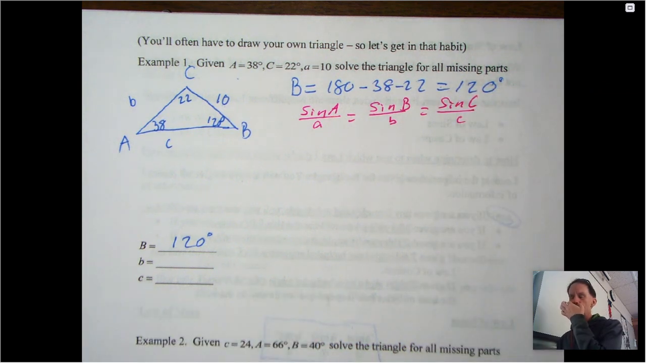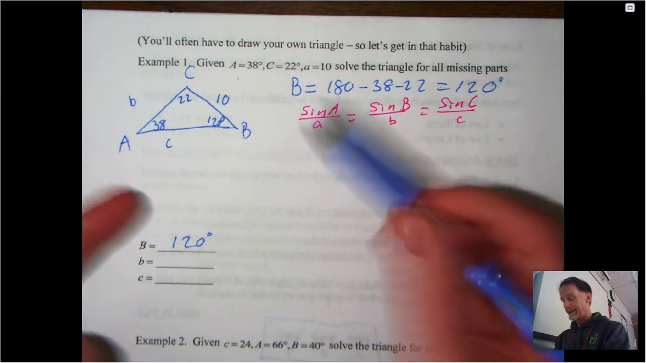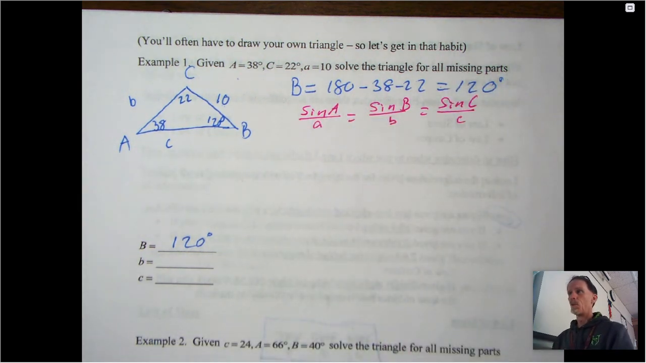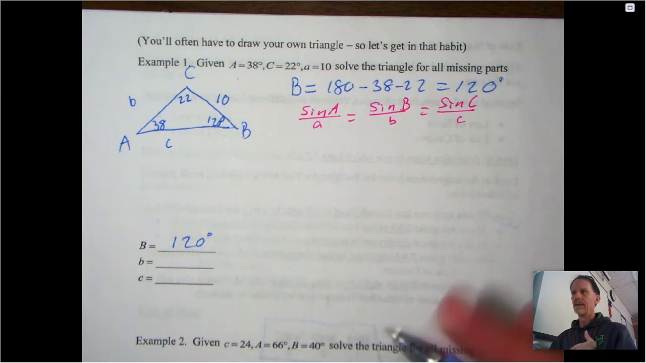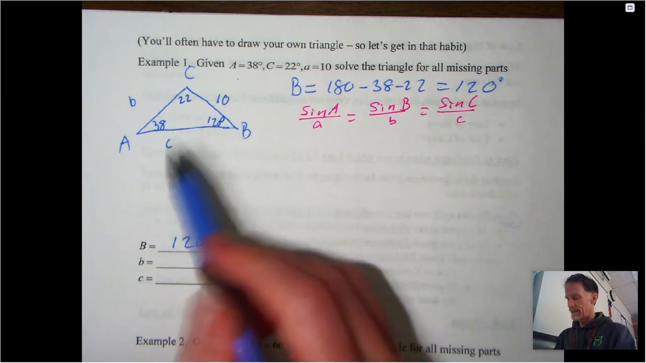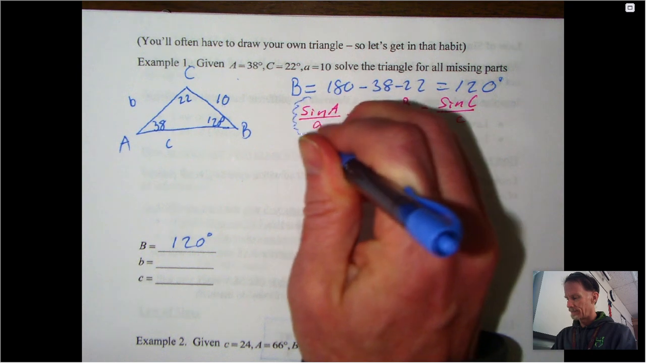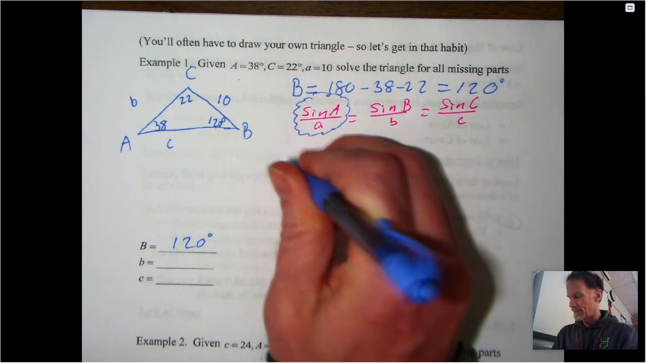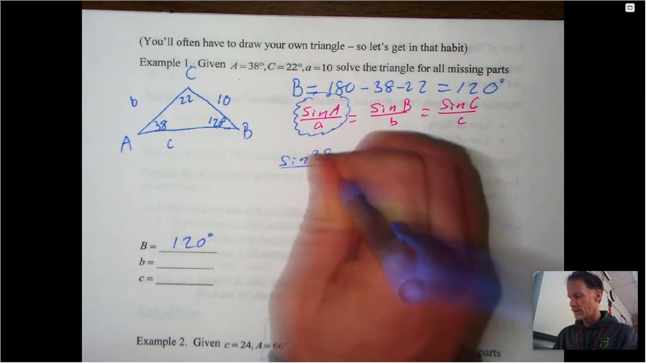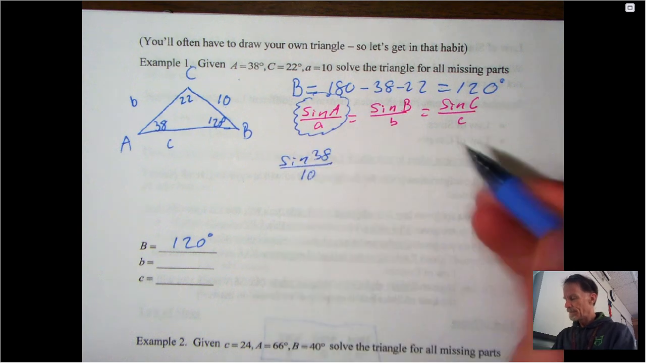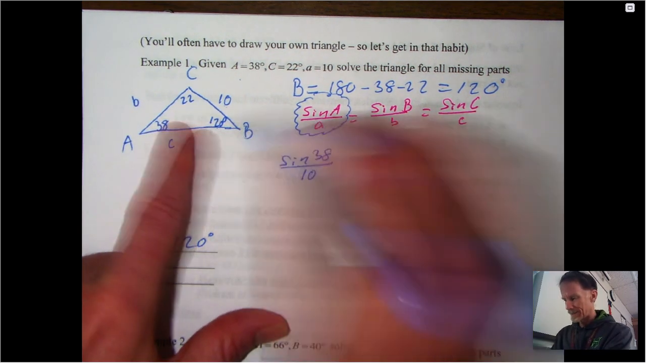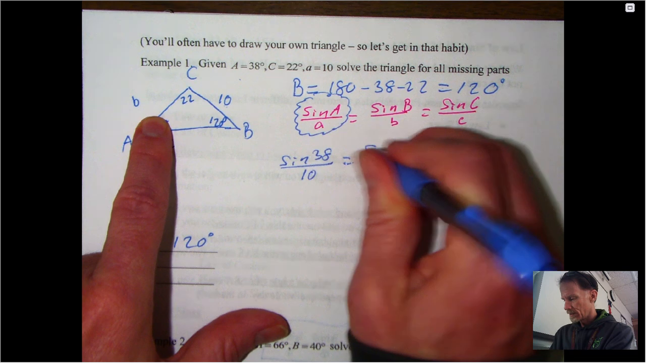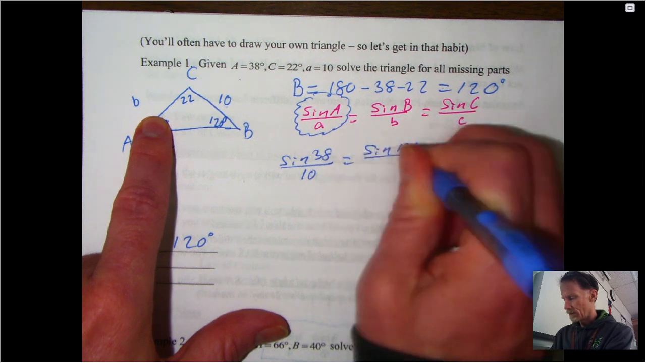Okay, so the question you ask yourself as soon as you get your angle done is, what pair do I know everything about? In other words, which pair do I have both the angle and the side basically given to me? And in this case, I know everything about the A, right? So I'm going to start with that. So I'm going to write sine of 38 over 10. And if I want to find the B side first, I'm going to set up that ratio. So sine of 120 over B.